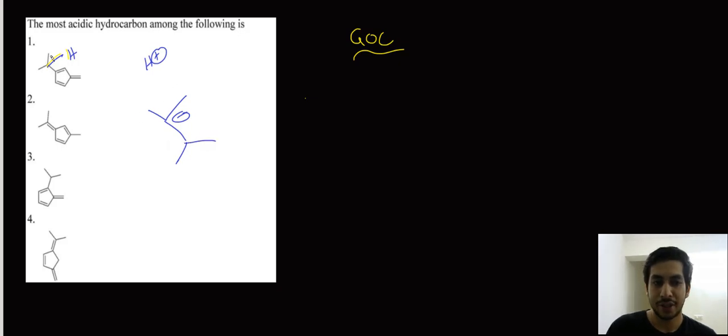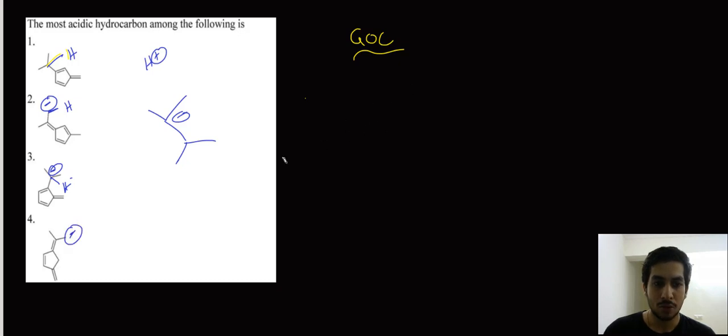Now in the first case, if I take out this hydrogen over here, we would get a tertiary carbanion. In the second case, which hydrogen do we have? This hydrogen over here, right? So this will give us a primary carbanion, because once this hydrogen is donated, we'll get a carbanion over here. Then in the third option, if you see, this hydrogen will be eliminated, and again we'll get a tertiary carbanion. And in the fourth option, you'll get a primary carbanion over here, right?